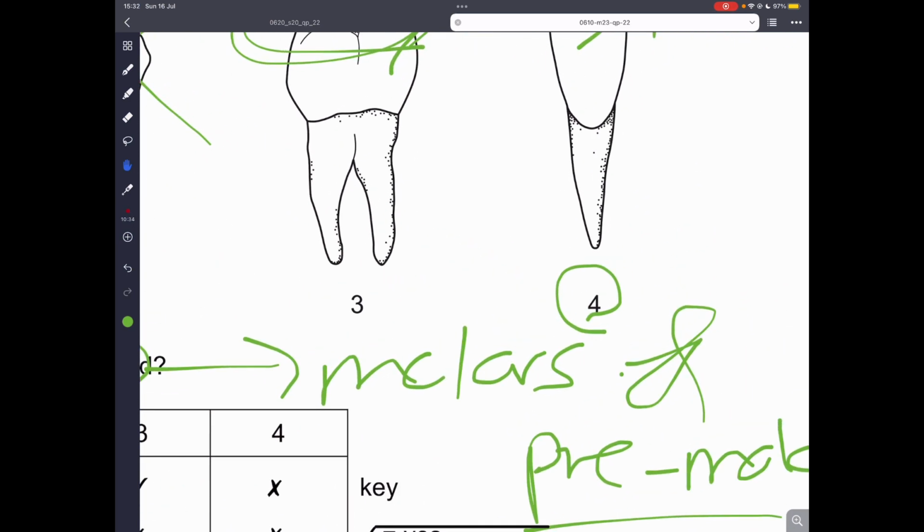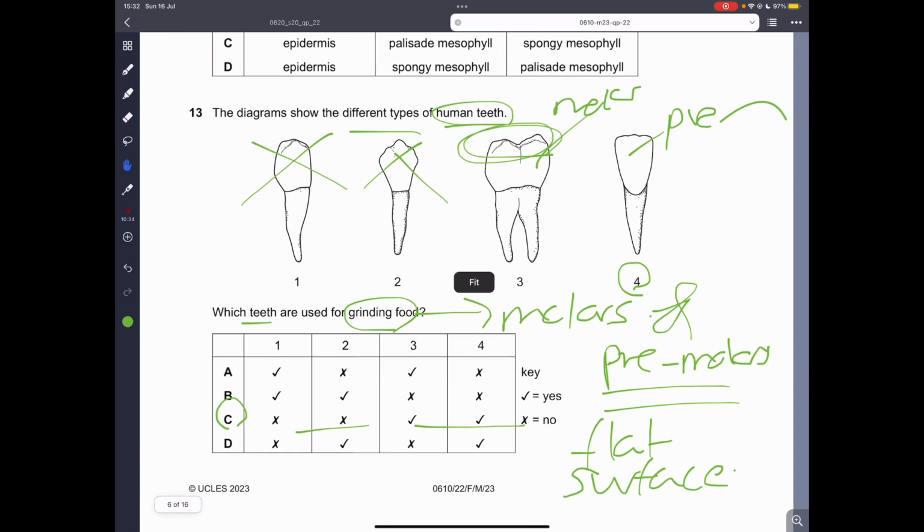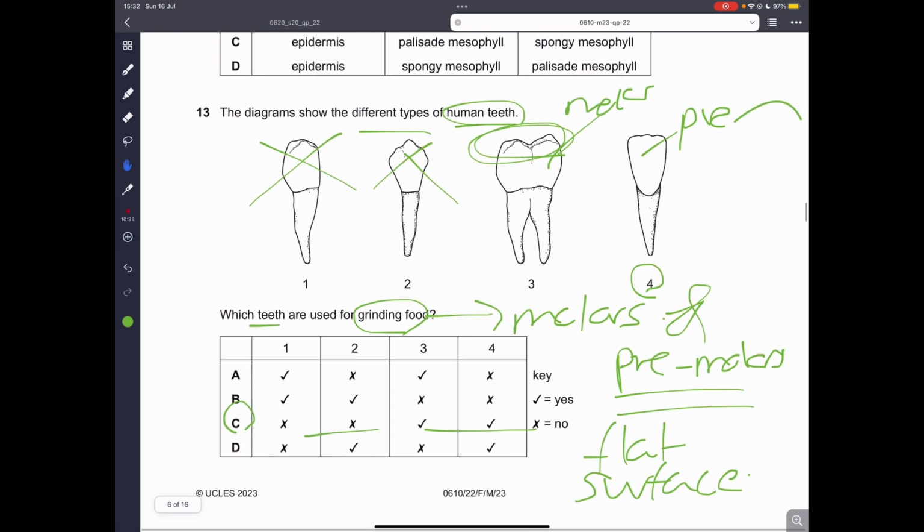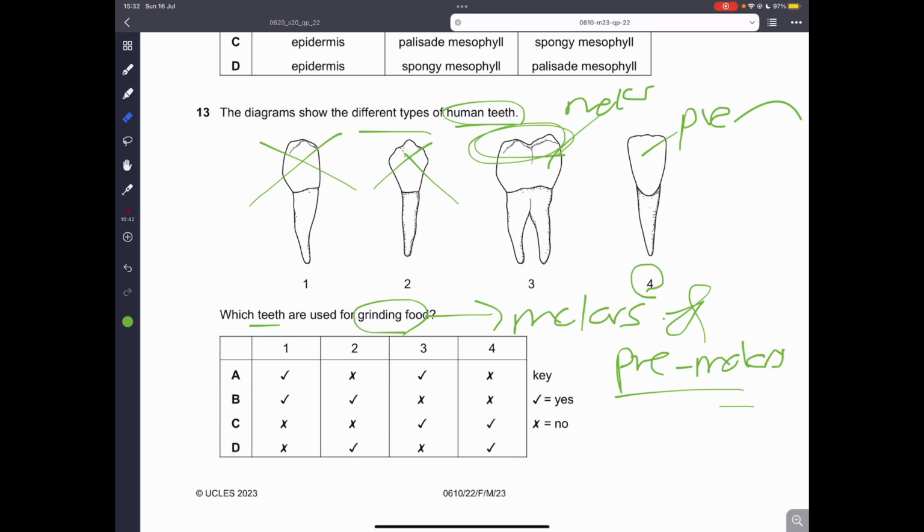I'm sorry, 4 doesn't look like a molar, does it? Sorry, my mistake. So yes, they do have a flat surface, but if we look at it properly, 4 doesn't look like a molar. It's not really bulky. So 1 is a premolar, while 4 and 2 are not molars actually. So 1 and 3, therefore A is the correct answer.